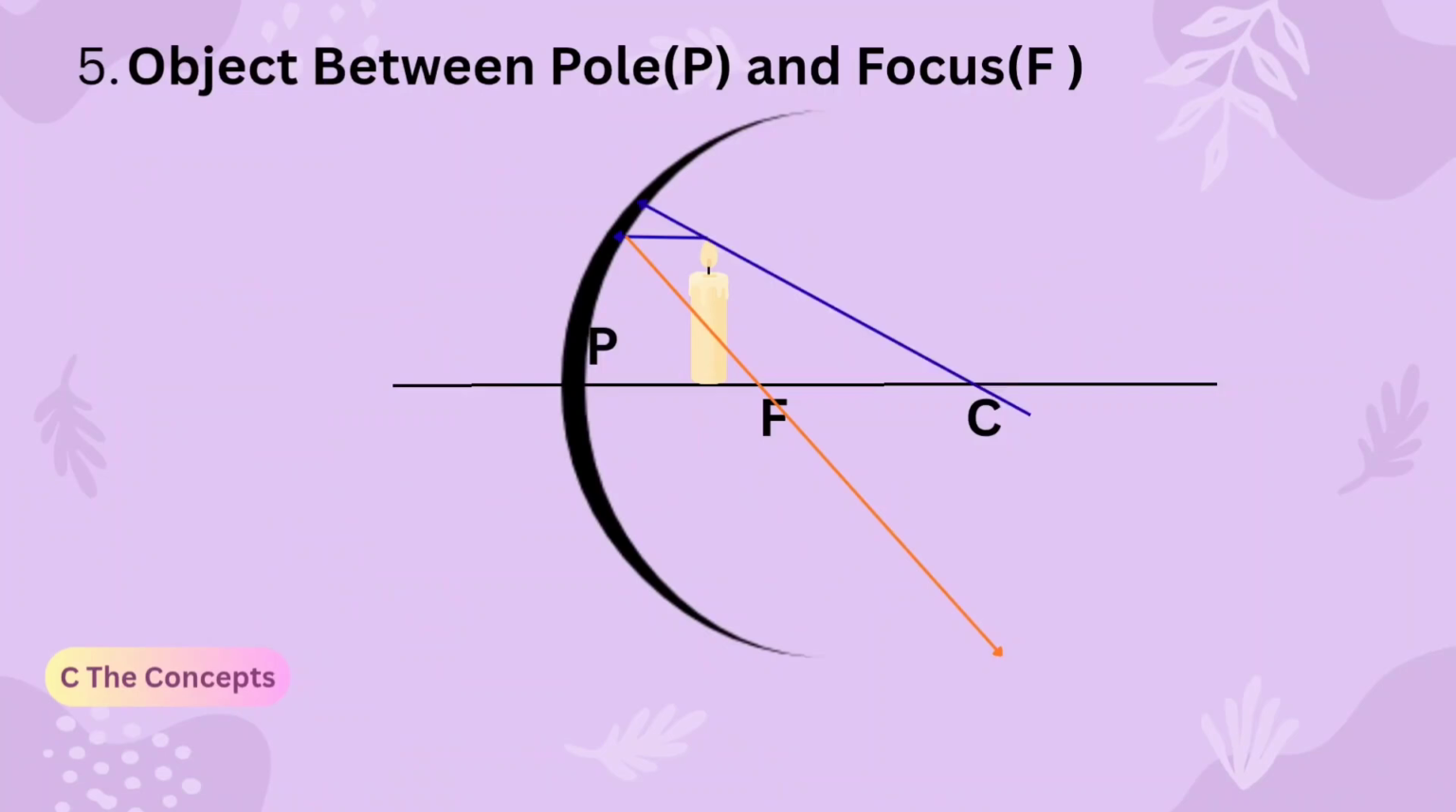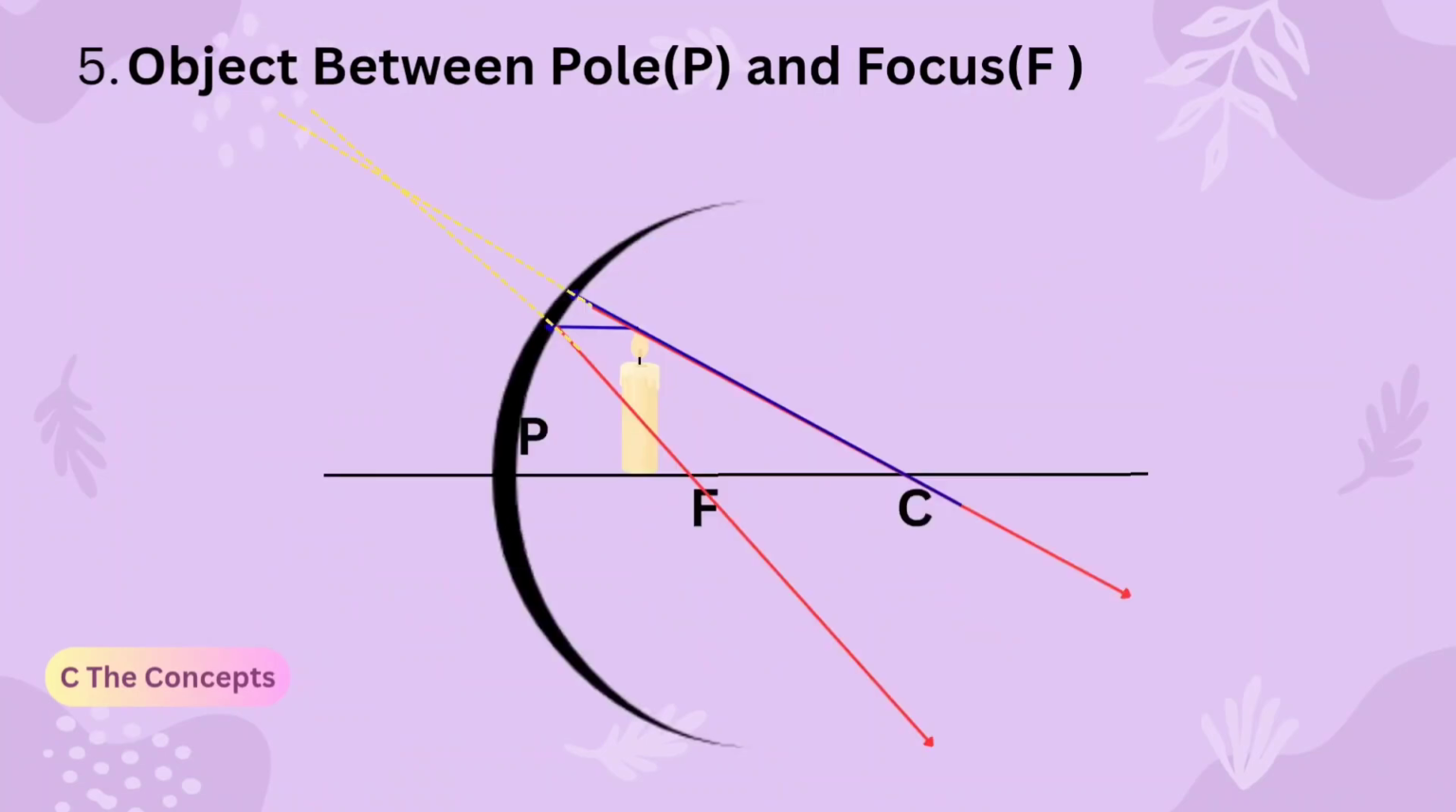Now consider another incident ray which passes through the center of curvature. As we have already learned, the light ray which is passing through the center of curvature moves back through the same path, which we can see over here. And what we can see here is the light rays seem to be diverging. So light rays seem to be divergent.